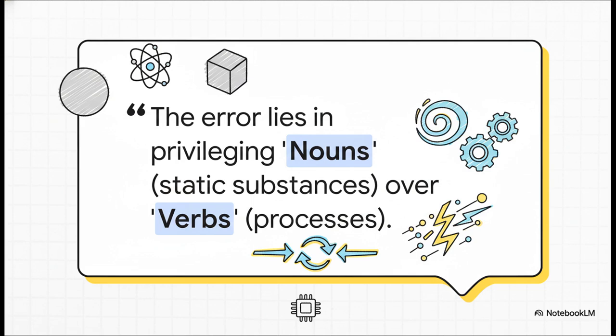This quote really says it all. For centuries, we've been obsessed with the nouns of the universe: particles, planets, things. This framework argues that the real action, the real reality, is in the verbs: the processes, the loops, the computations that are constantly running to create everything we see.